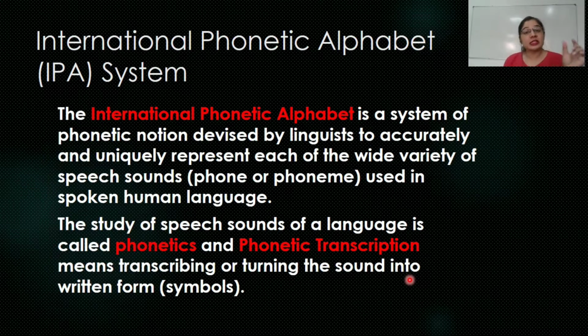So G has a different symbol and J sound has a different symbol. So with each symbol, you have a different sound. That is why these symbols have been given by the International Phonetic Alphabet, so as to distinguish each sound.